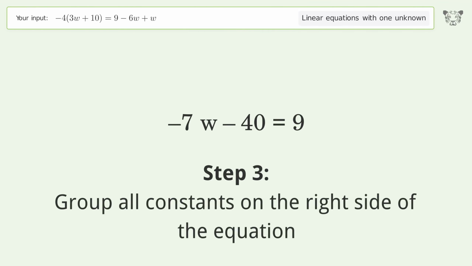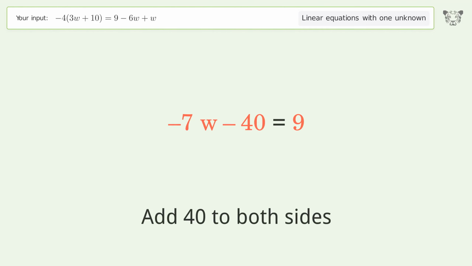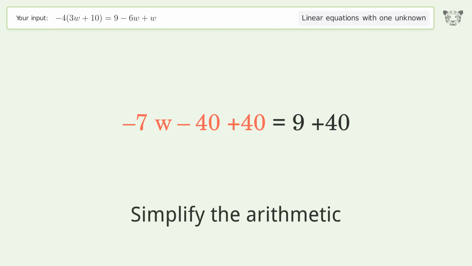Group all constants on the right side of the equation. Add 40 to both sides. Simplify the arithmetic.